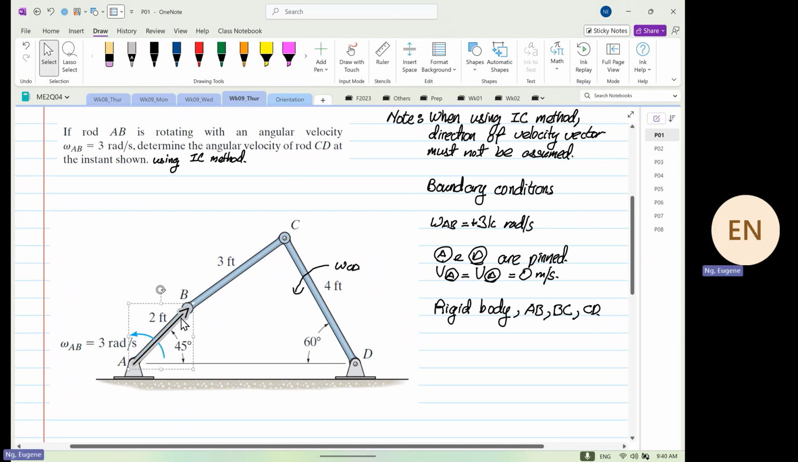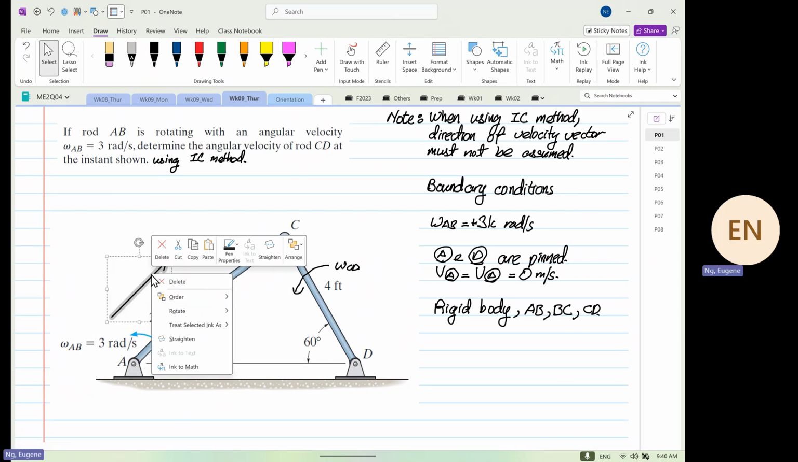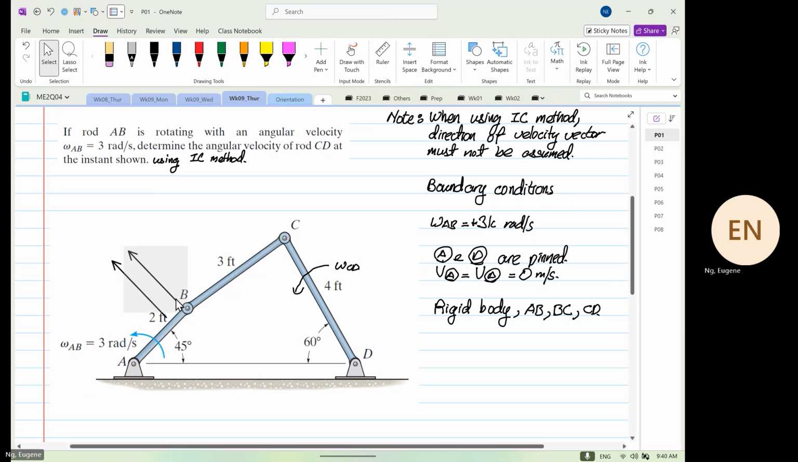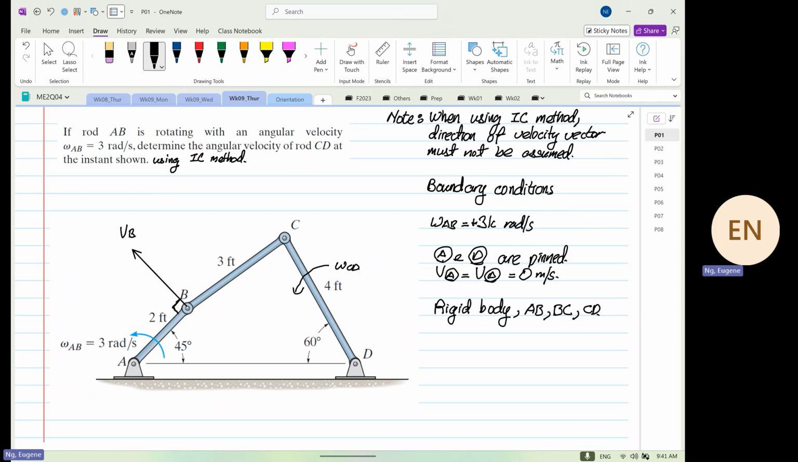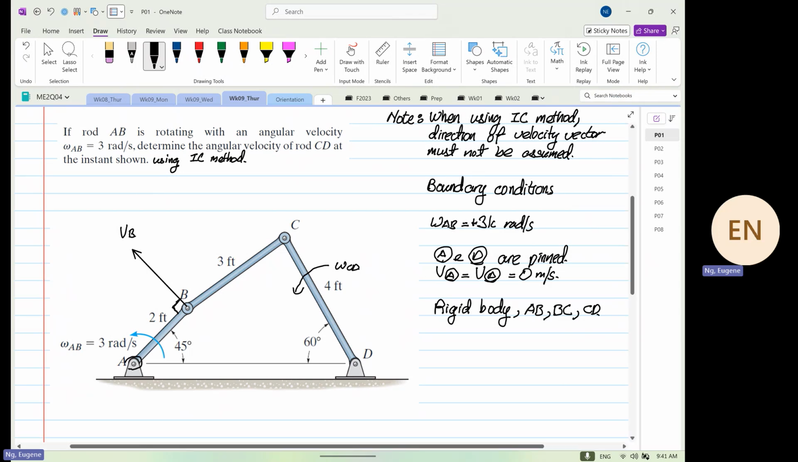So we know we have a velocity vector over here. This is our VB. And we are very sure that VB relative to the member AB has to be what? 90 degrees. Why does it have to be 90 degrees? Because it's rotating about a pin end at point where? At point A. Okay.